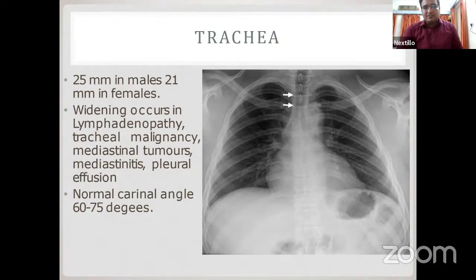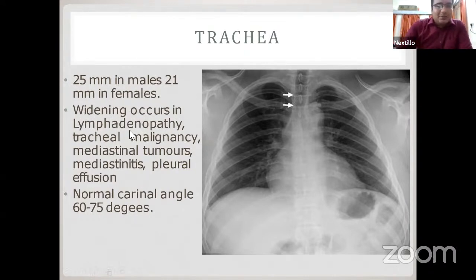Now, sometimes when you see it, it will be widened. Why will it be widened? This is the normal carinal angle. There must be something which is pushing. If there is a mass out here, it's pushing, so that's why the angle will be increased. Because something out here is pushing, or something out here is pulling. That could be the only possibility. If the angle is widened, either something is pulling or pushing. Only due to that can this kind of thing happen.